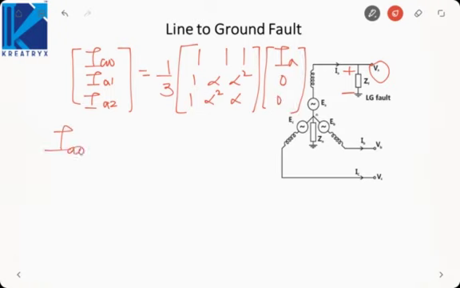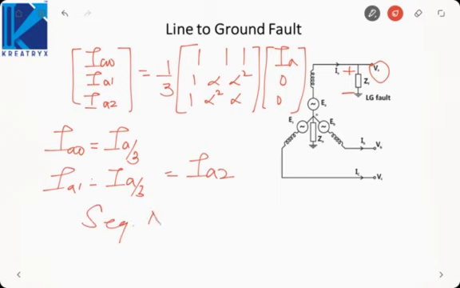Now from this matrix, IA0 will be equal to IA by 3. Similarly, IA1 will be equal to IA by 3, which is also equal to IA2, because IB and IC are 0. Now from here I can directly observe that all three sequence currents are the same. Since current is only the same in case of a series connection, here the sequence networks will be connected in series.